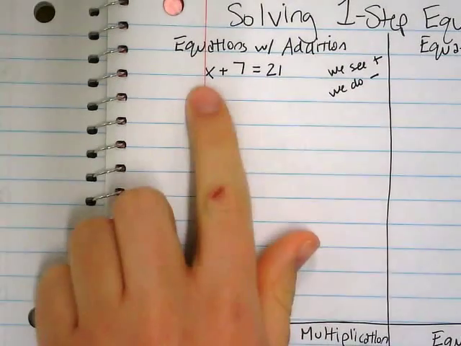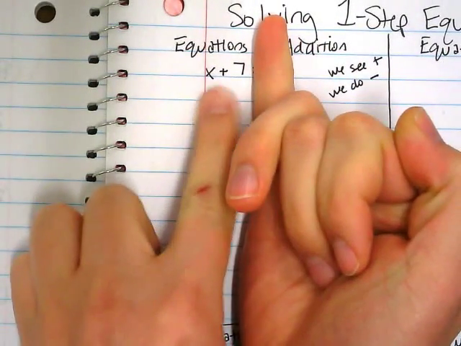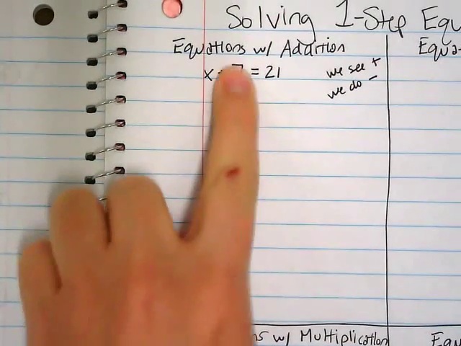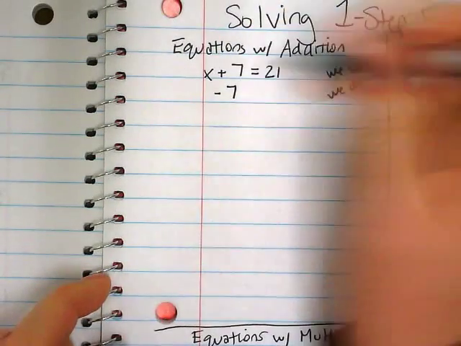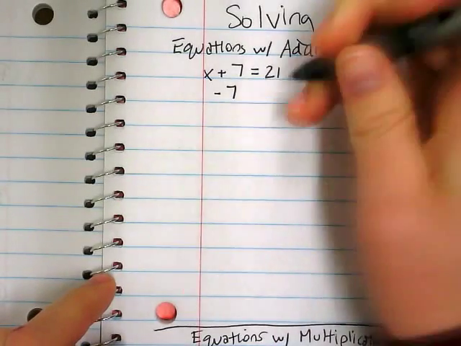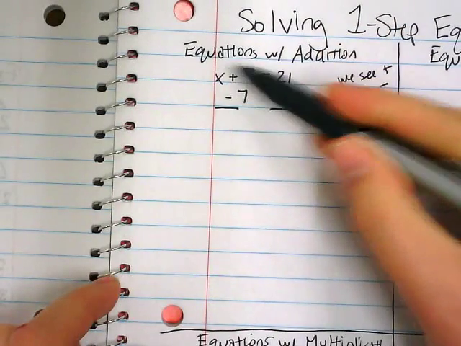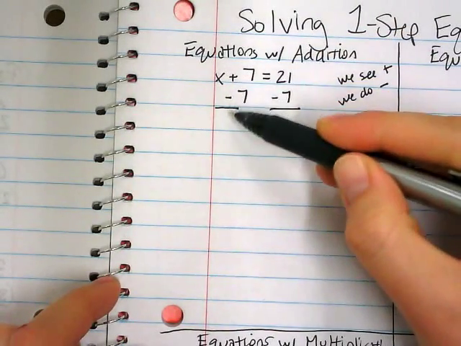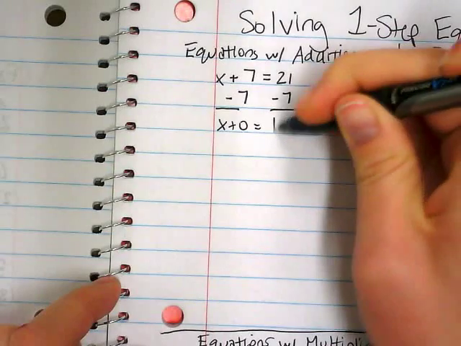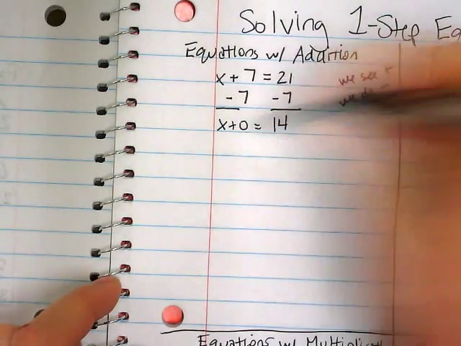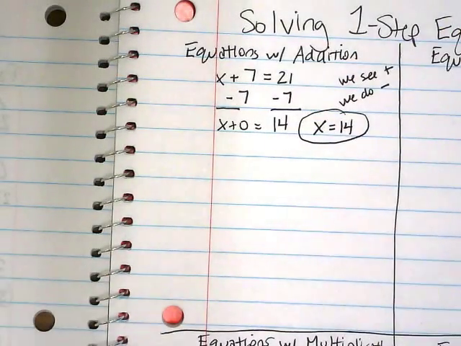Now I want to get this x by itself. And so if I look at the left side of the equal sign here, I've got an x plus 7. I want to get rid of this 7 because I want x to be by itself. So what I do is I'm going to subtract 7. But if I do it to one side, I've got to do it to the other side. Let's see, x plus 7 minus 7 is going to equal x plus 0, which equals 14. But x plus 0 is just the same as x, so we could rewrite this as x equals 14.